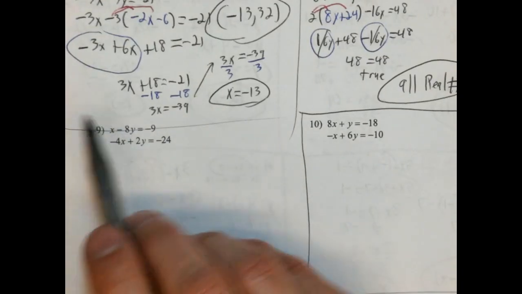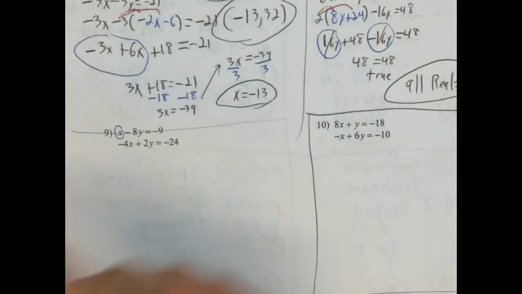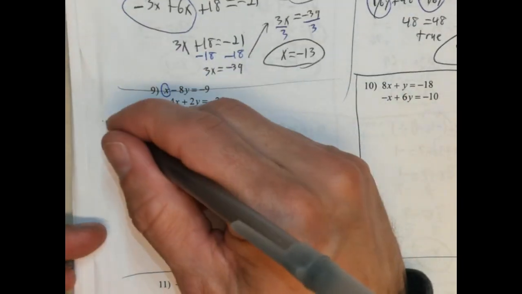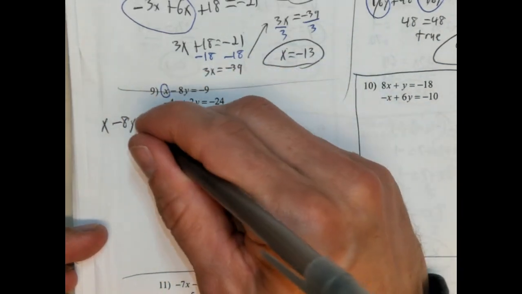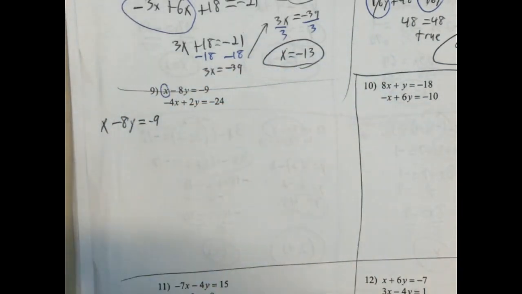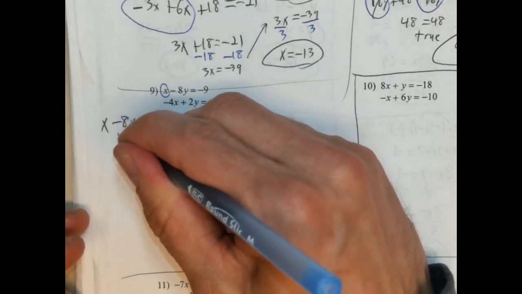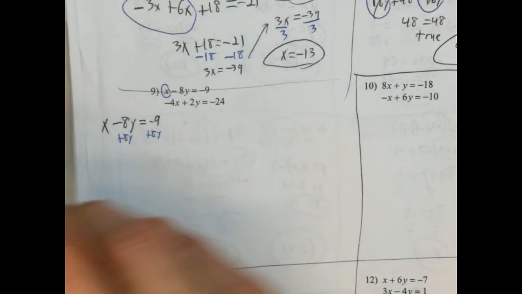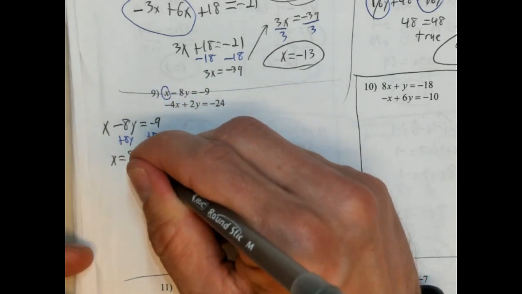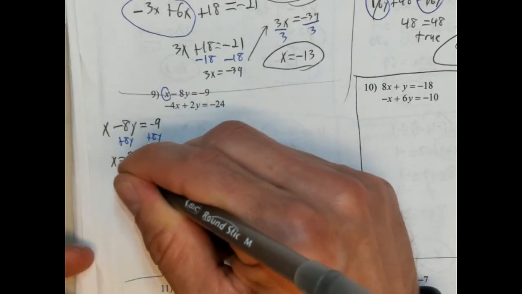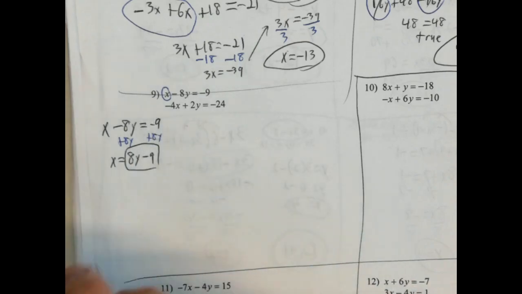There's the bell. All right, so we're going to isolate this x here, so we're going to rewrite this on the side. So x minus 8y equals negative 9. And we're going to get x by itself. So we're going to add 8y to both sides. So we have x equals 8y minus 9. So this will take the place of the x here.